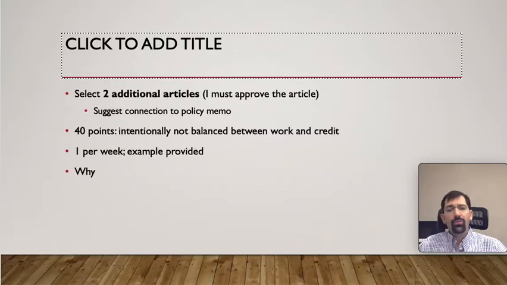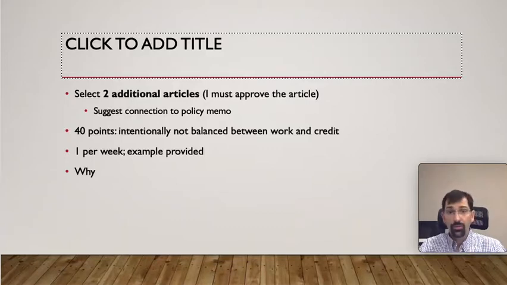An article review requires you to read 2 additional articles that I need to approve. These articles must be, as listed in the syllabus, quantitative, they must be empirical, so these are not case studies, there has to be statistics used in them, and I have to approve them. They do not have to come from the reading lists or the recommended reading lists, and they don't have to be tied to course material.